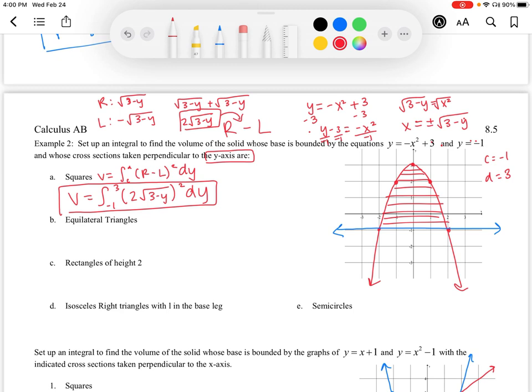All right, equilateral triangles. Equilateral triangles is the one with the square root of 3 over 4 in front of it. So my equilateral triangles is going to be the square root of 3 over 4 integral from negative 1 to 3 of the 2 square root of 3 minus y squared dy.